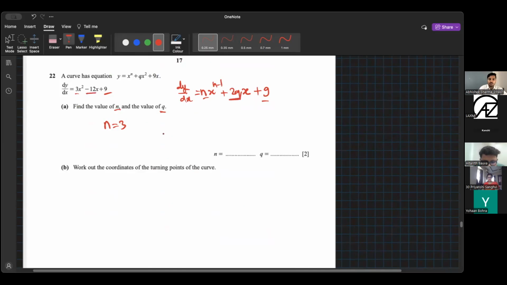2q will be equal to minus 12. So q will be minus 6. So n is 3, q is minus 6. Clear? Second part, work out the coordinates of the turning point of the curve.